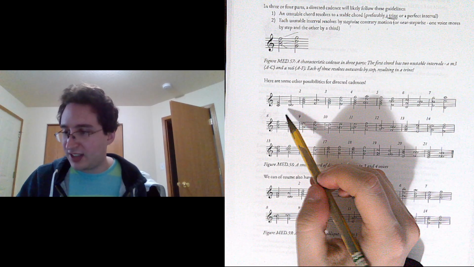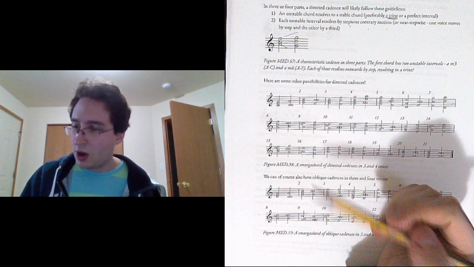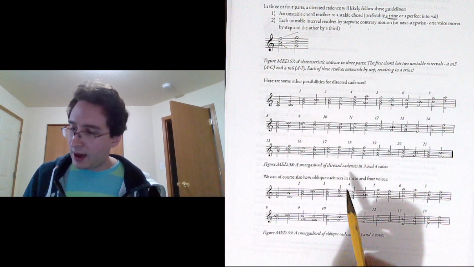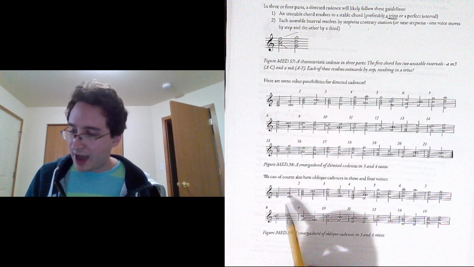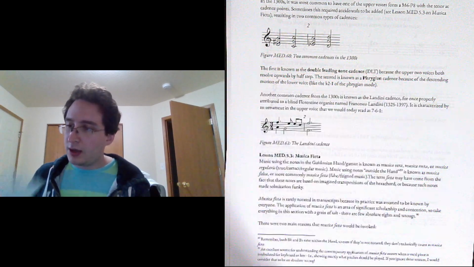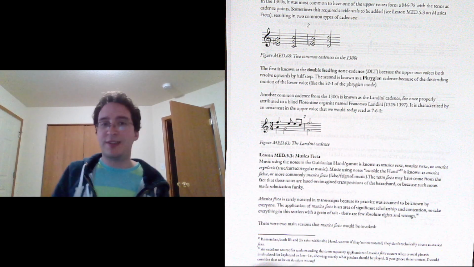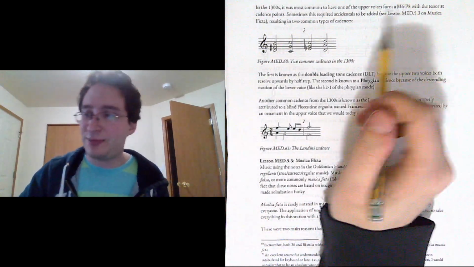So here are some more examples that you can study of unstable chords resolving to perfect intervals or trines, and the same thing can happen with oblique motion as well. One last note, there are some specific forms of cadences that have special names.